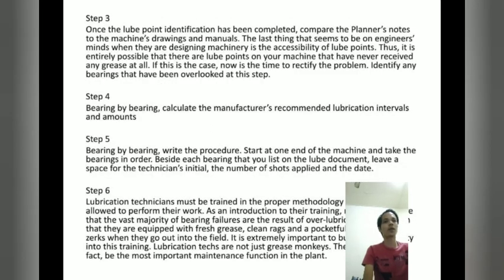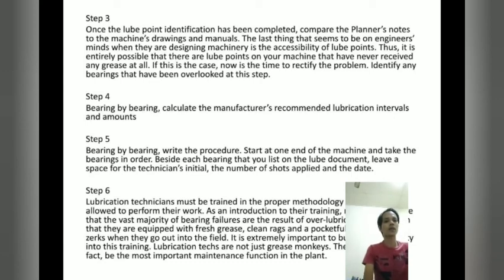Step 3, once identification has been completed, then it is possible to find out whether the machine has received any grease at all, so that is the main problem. Step 4, calculate the manufacturer recommended lubrication interval and amount.